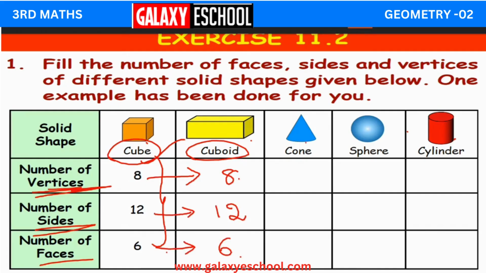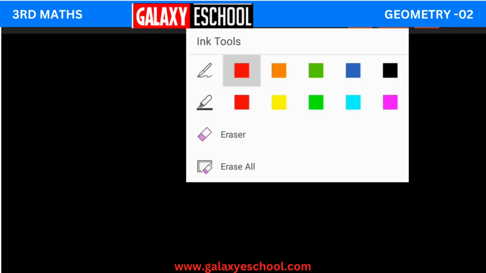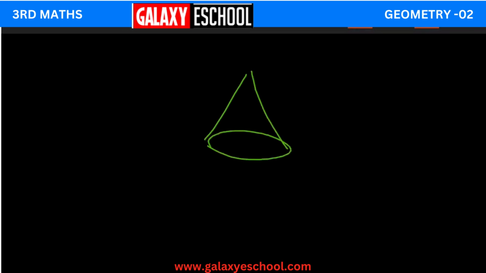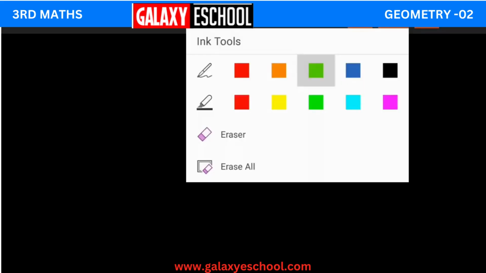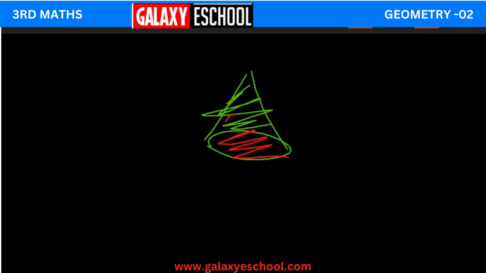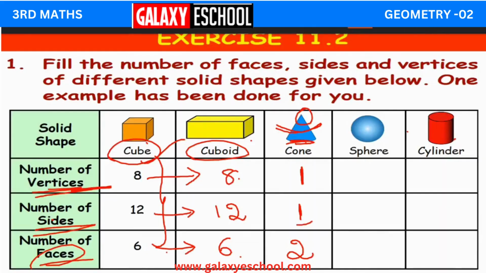Now coming to cone, children, how many vertices does a cone have? Cone has only one vertex. Number of sides, it has one curved side. Number of faces, it has two faces, one curved and one flat surface. This is our cone. So this is our curved surface and this is our flat surface, and these two faces are meeting here. So this line becomes our side, children. So cone has one side, one vertex and two faces.